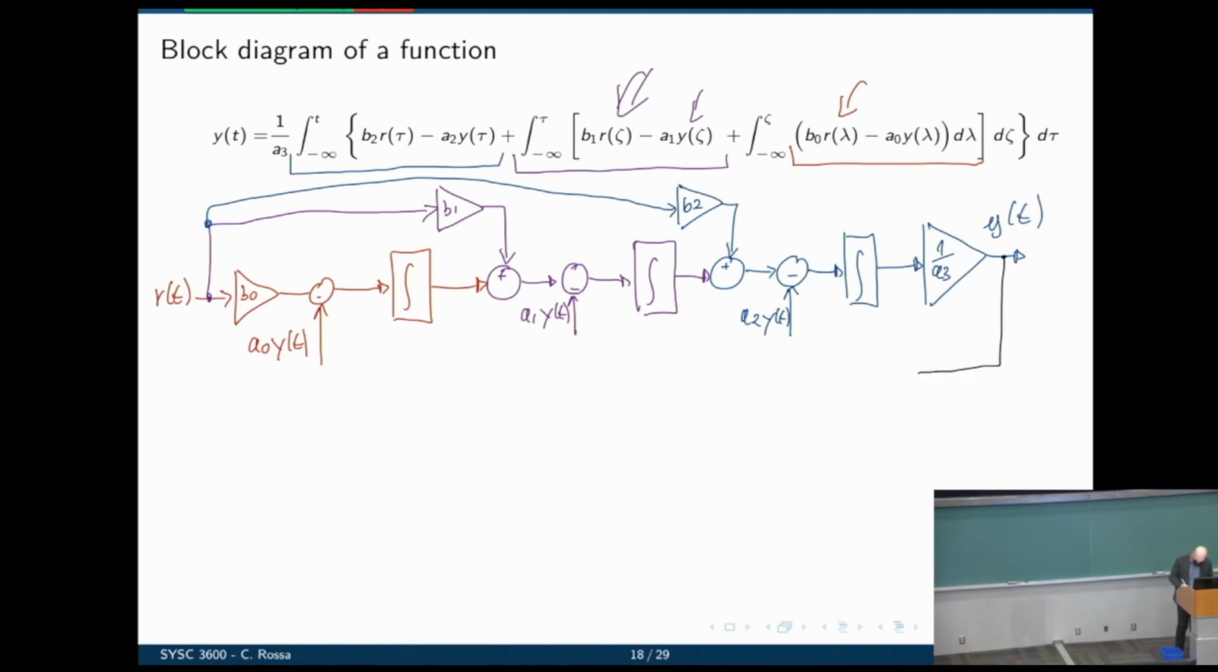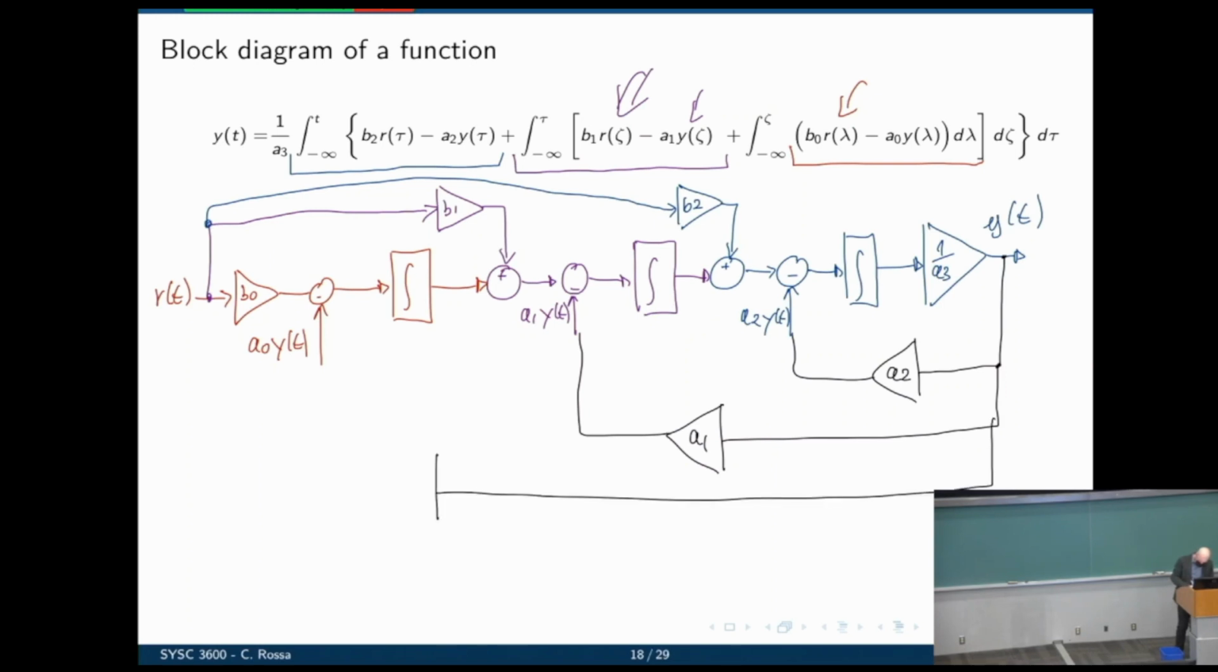This one is a2 times y of t. So just move a2 here. There we go. That one is a1. And the last one is a0 times y of t. And that's the simulation, the simulation diagram for that transfer function.